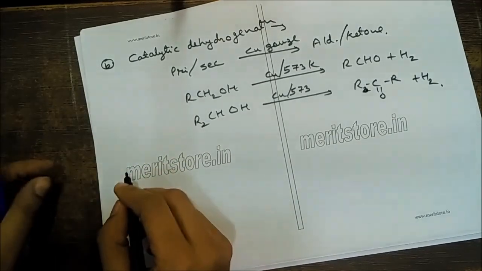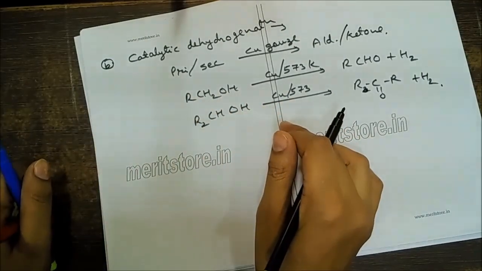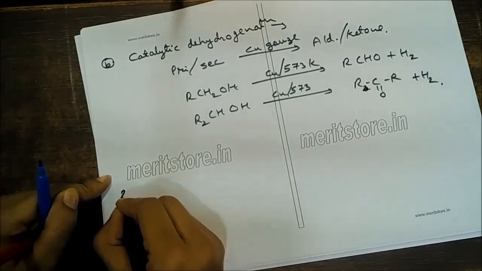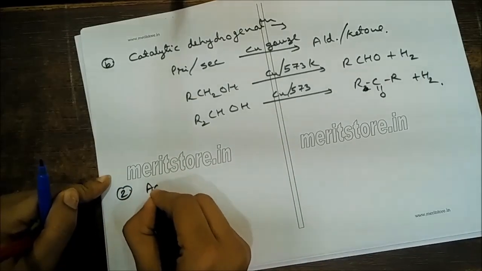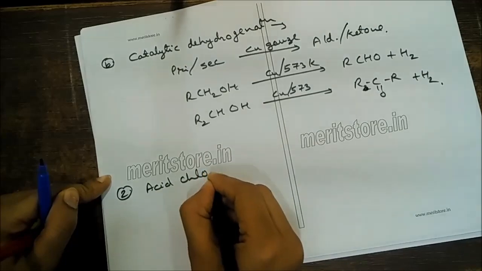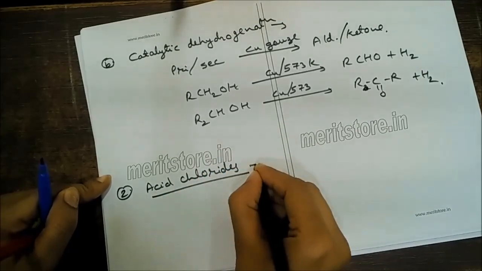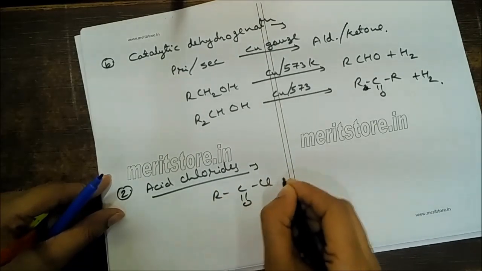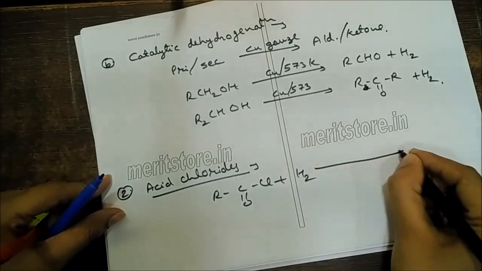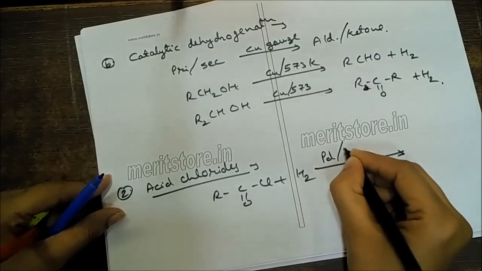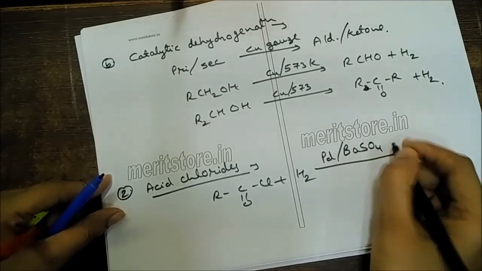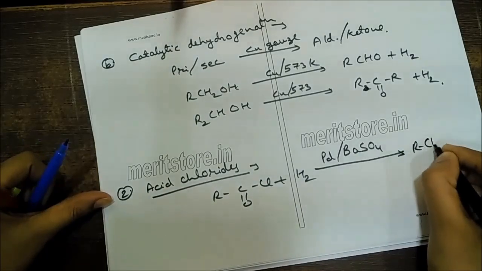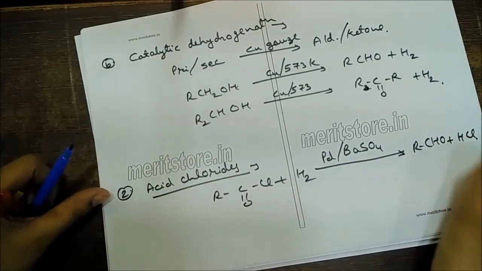Now these are the methods from alcohol, and the next method is from acid chlorides. Acid chlorides are RC double bond O Cl. We take palladium and barium sulfate as our catalyst and we get aldehyde and hydrochloric acid.